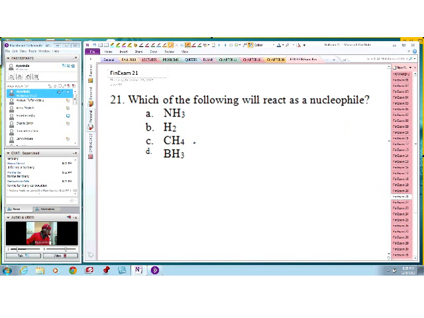Okay, let us see here. Robin, can you read this question for us? Which of the following will react as a nucleophile? Okay, the question that I have for you guys: what is a nucleophile?